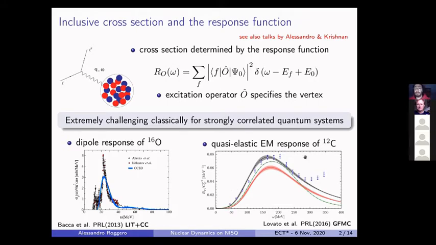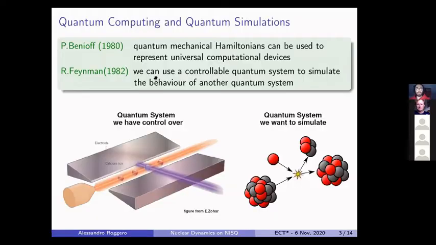However, it's difficult to extend this to open shell nuclei, large open shell nuclei, or, for instance, to computing exclusive scattering cross sections. And that's one of the main motivations to go and look at a different computational framework to try and tackle these problems. So this leads me to introducing quantum computing and quantum simulations more in general.